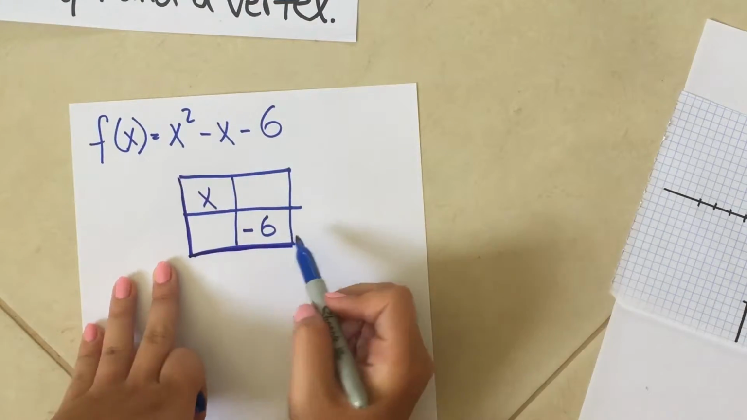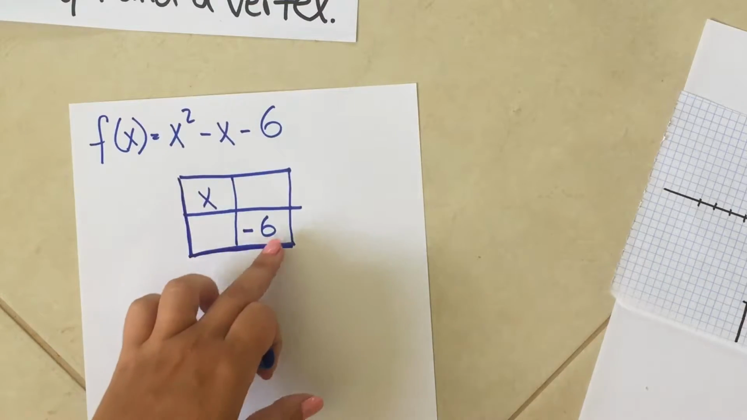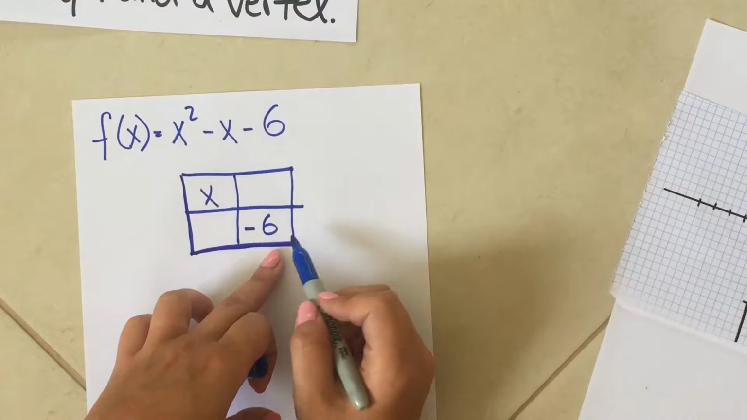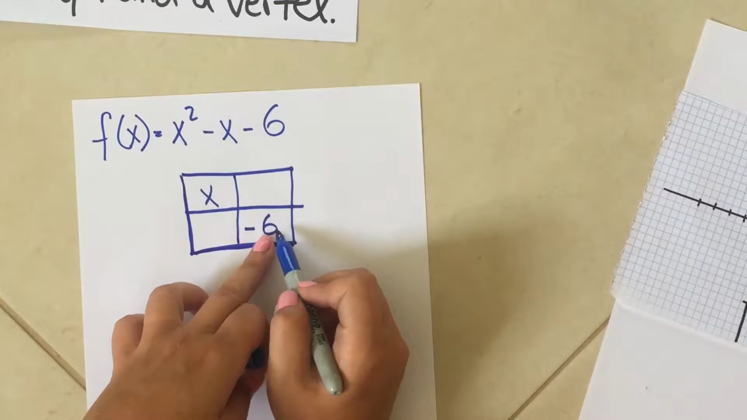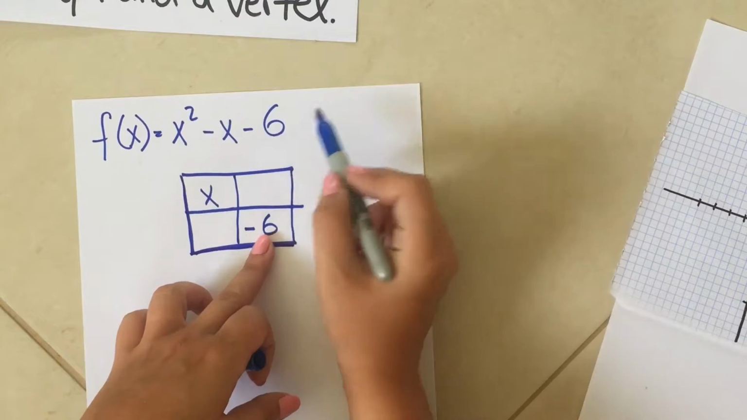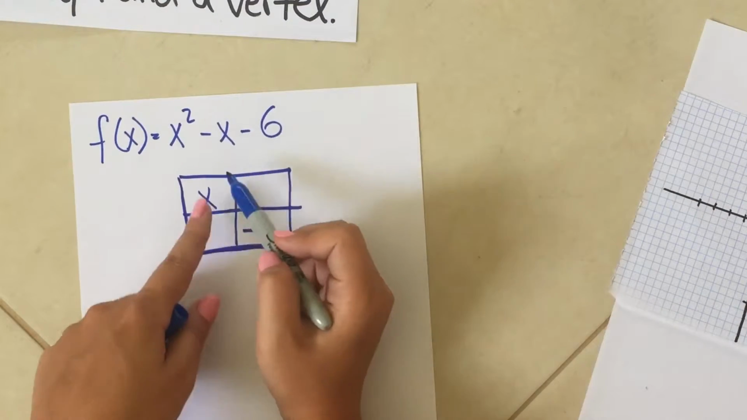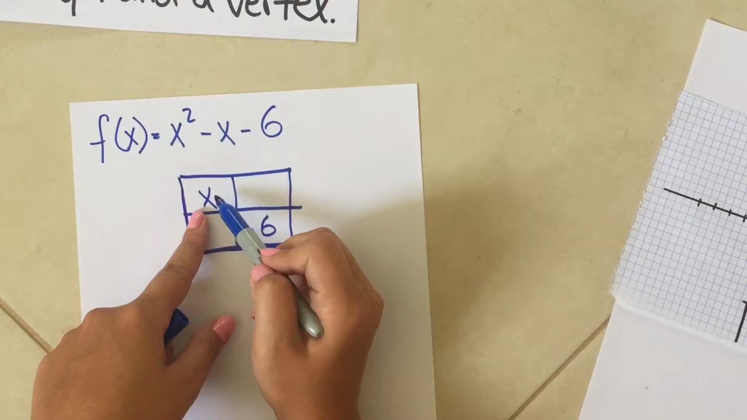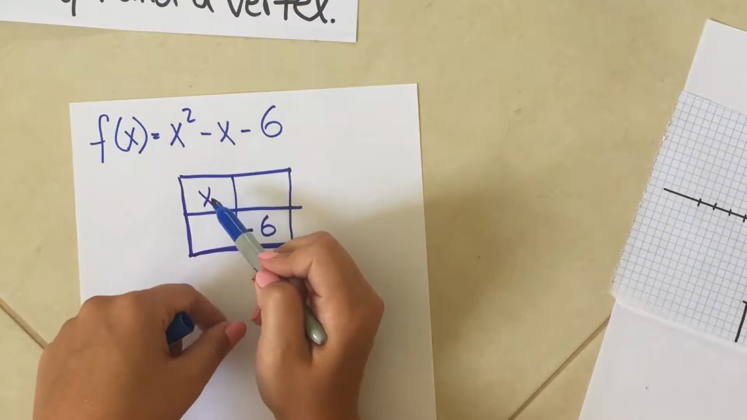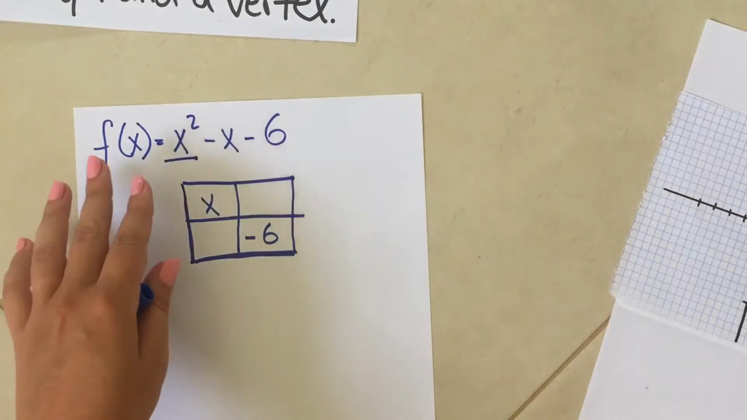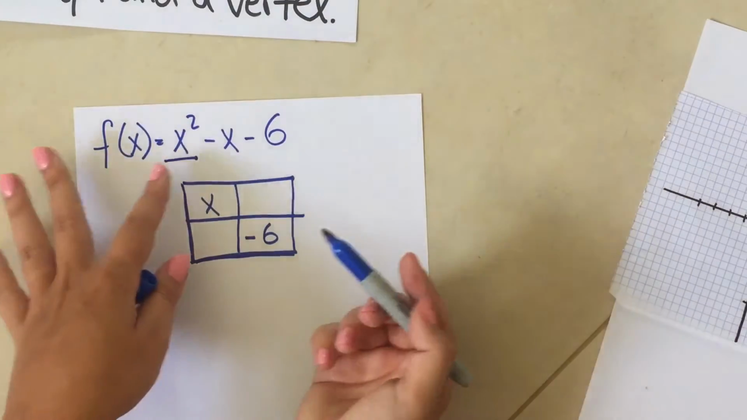This kind of square. In the bottom right corner of the square, we will put -6, our y-intercept, but we'll get to that later. In our top left corner, we will put an x, which is our x squared.